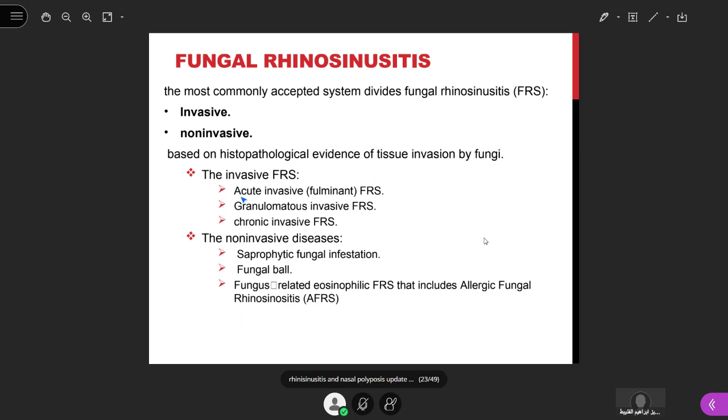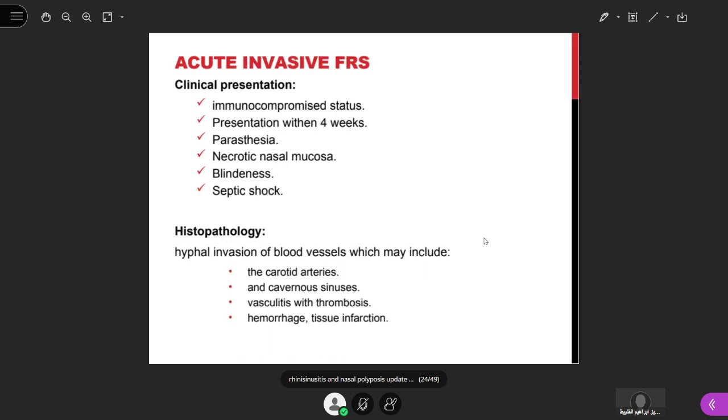Fungal: the most commonly accepted fungal classification system is invasive and non-invasive. In the invasive type, we have acute invasive fulminant, which is very fatal and lethal, granulomatous invasive, and chronic invasive fungal rhinosinusitis. In the non-invasive, we have saprophytic fungal infestation, fungal ball, and fungus-related eosinophilic rhinosinusitis and allergic fungal rhinosinusitis.